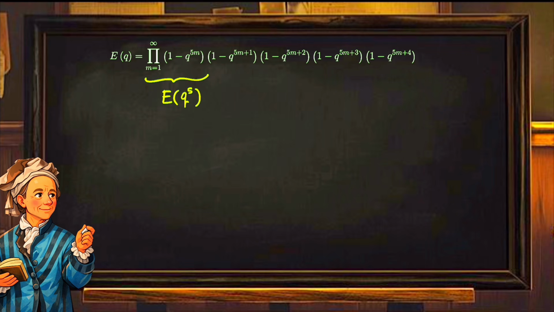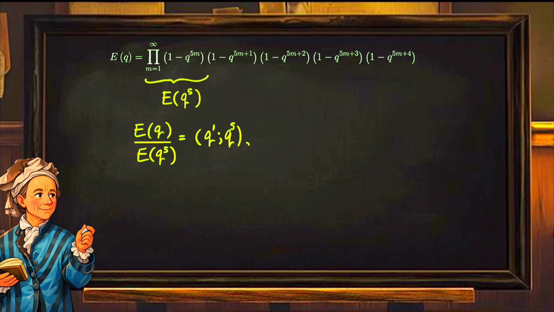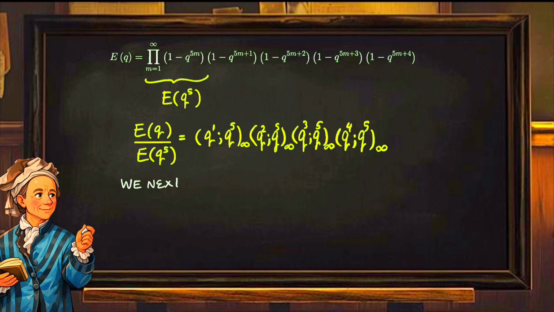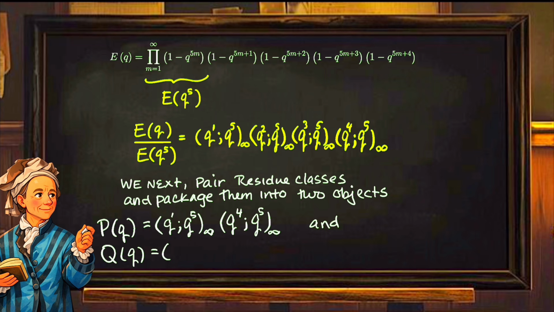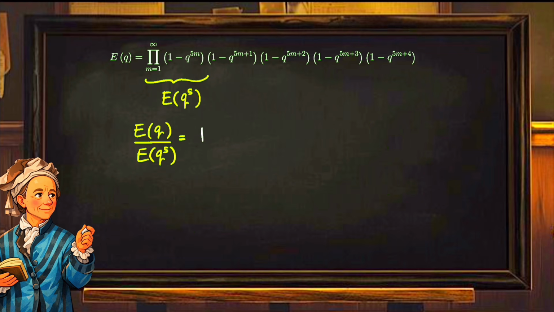So now, if you look at the first product in our dissection, we notice that this is just merely the Euler product evaluated at q to the 5th power. So dividing out by this product gives us slices, which we then pair off into 2 parts and package them into 2 objects. We pair residue classes and package them into the objects P of Q and Q of Q. Thus, our ratio can be written as the product of these 2 functions.